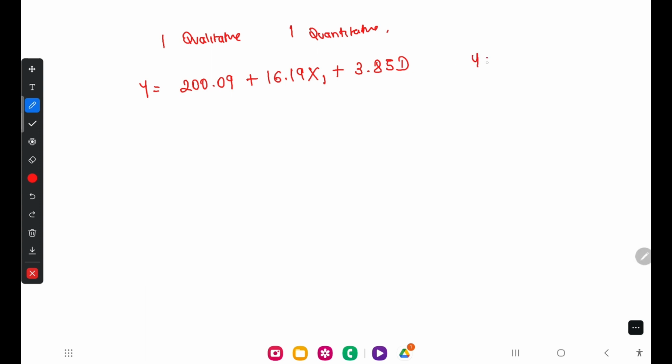So here y represents the salary. Okay, let me take another example. Not salary, the value of a house. X is the size of the house, and D1 I would say is based on whether the garage is present or not. So if there is a garage, I will put 1. And I would put 0 if the garage is not present.